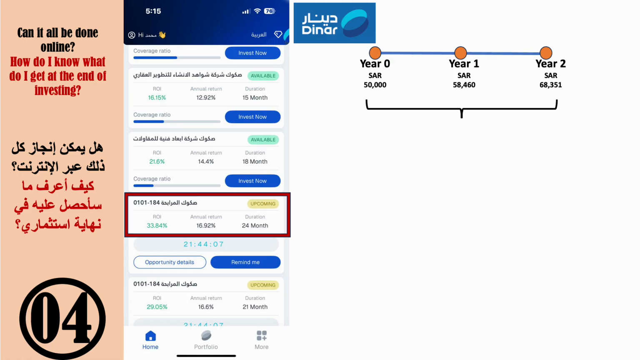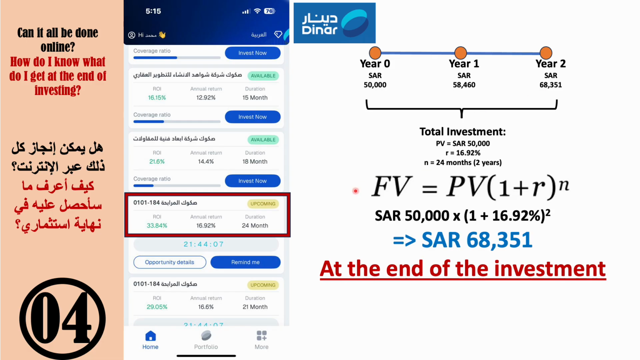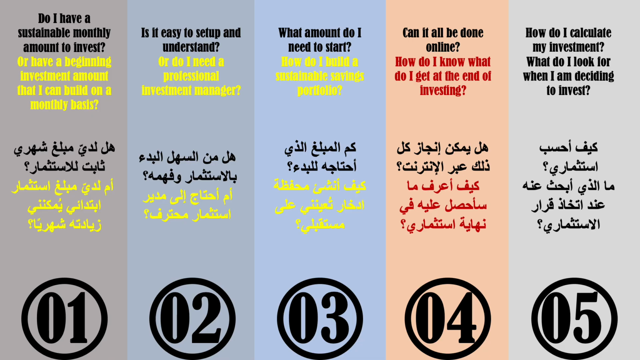Okay, so how would I calculate that? On year one, 50,000. On year two, your investment is worth 58,460. At the end of the second year, your investment is worth 68,351. I just used the same formula that we looked at. I put in 50,000 plus 16.92, which is mentioned here, your annual rate. It is for 2 years' time. It ends up with 68,351.